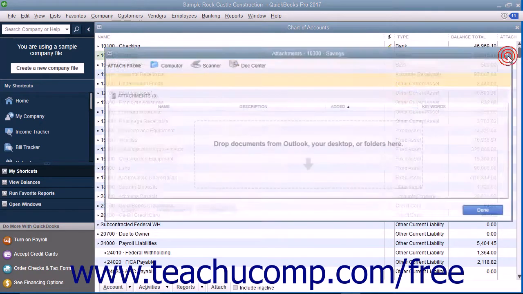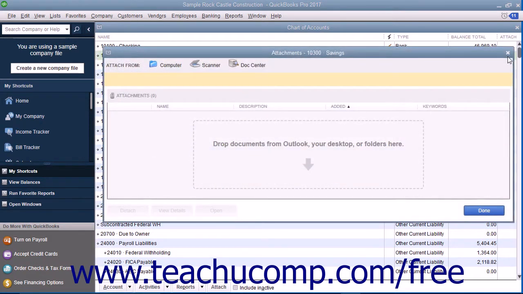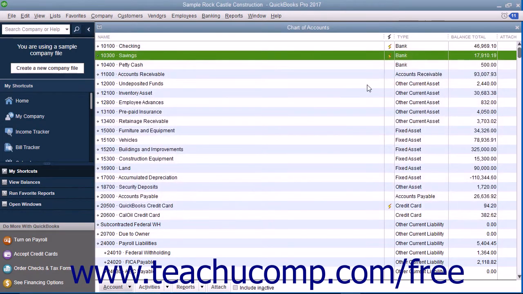You can double-click this column to open a dialog box that allows you to attach documents from your computer, from a scanner, or from the Doc Center for free. These attached files are stored locally on your computer in QuickBooks. You will now examine the general account types found within the chart of accounts and how they are organized.